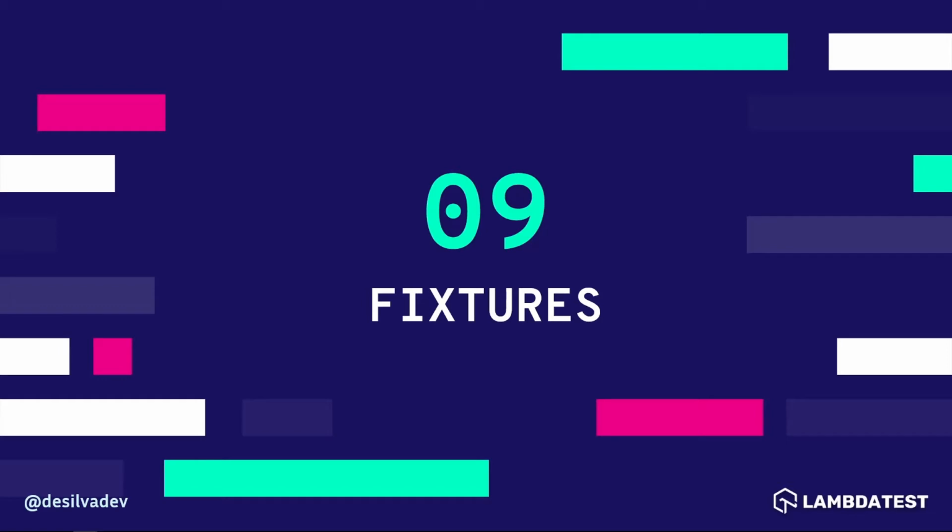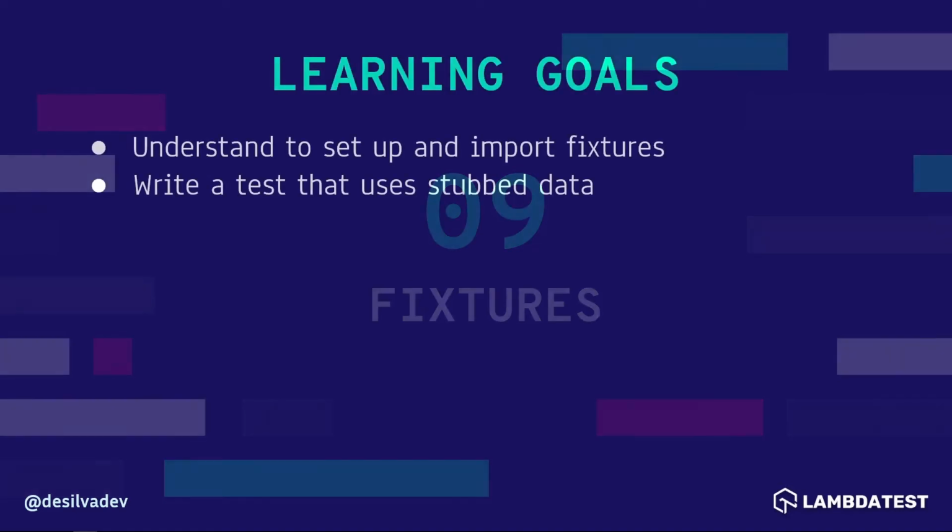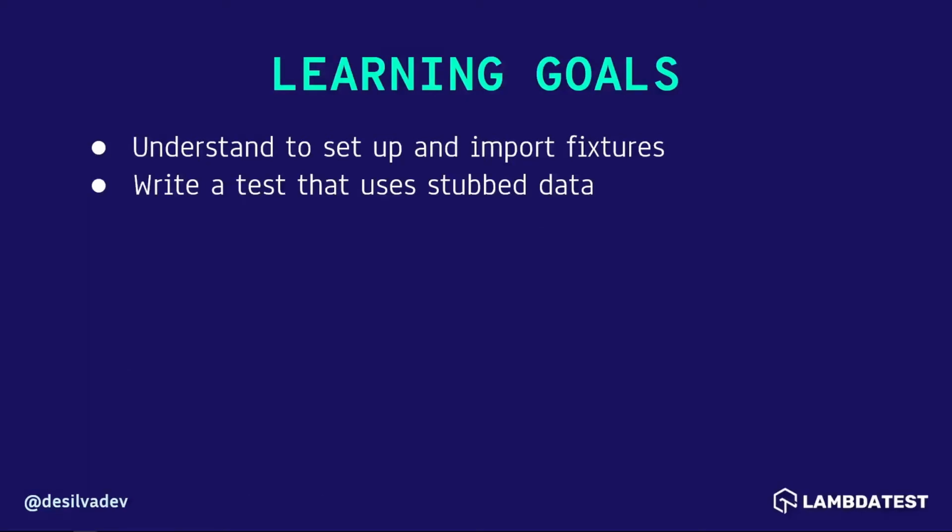In this video, we're going to talk about setting up fixtures, and fixtures are a way of setting up some local data that can be used for a variety of things. We're going to look at understanding how to set up and import those fixtures, or those bits of hard-coded data that we can use. And then we're going to write a test that uses stub data, or this kind of hard-coded set of fixtures, to mock out a network request so that we'll have a set of reliable data. So let's go ahead and dive in.